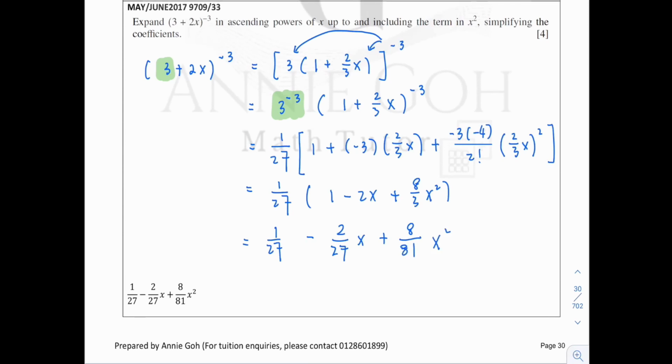Alright, now let's check the answer. The answer is over here. It's exactly the same. That's how easy it is. Let me add in a question.